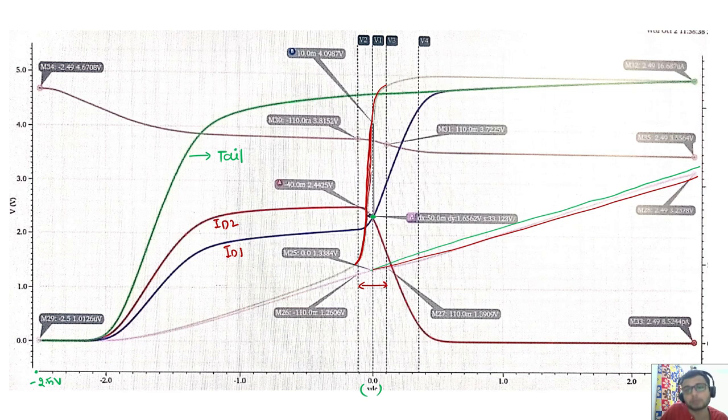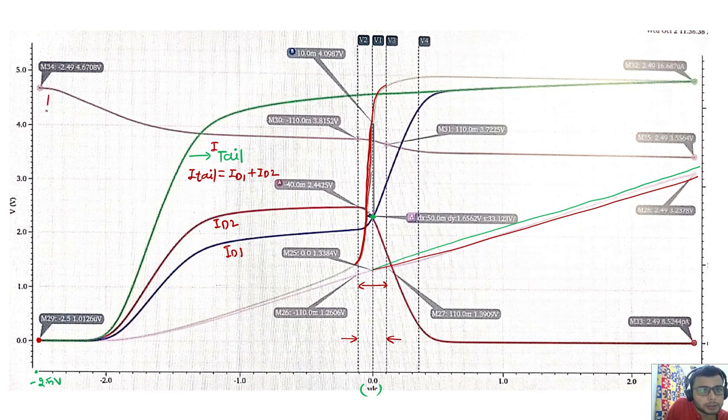If you want to calculate the gain, we have to look in this regime only. In this region we will see the gain, and the rest, this tail current, is nothing but I tail. I tail is equal to ID1 plus ID2 always, from the KCL at this lower node. So you can see from here the variations.